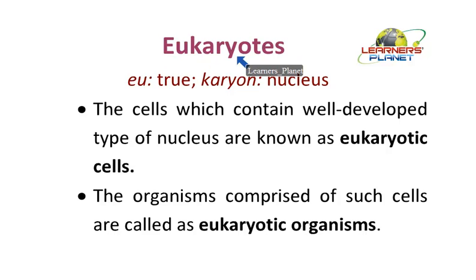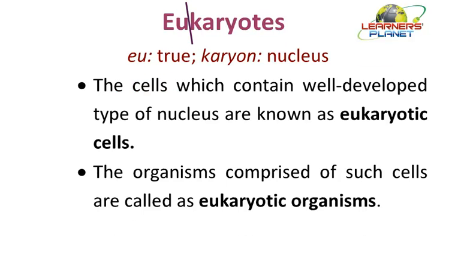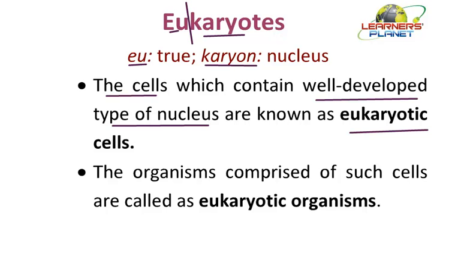Now the next type is eukaryotes. Again, we can say that there are two parts in the word eukaryotes. These are eu and karyotes. What do you mean by eu and karyotes? We have already suggested the term eu, it means true. The word karyon means nucleus. So, the cells which contain a well-developed type of nucleus are known as eukaryotic cells.